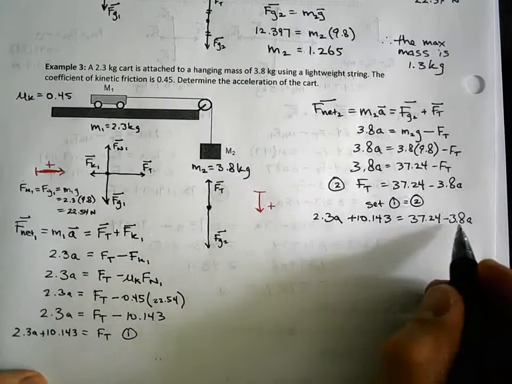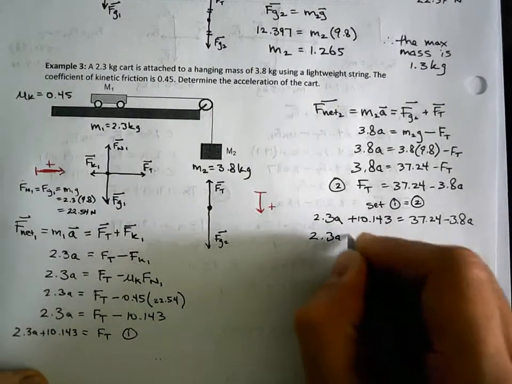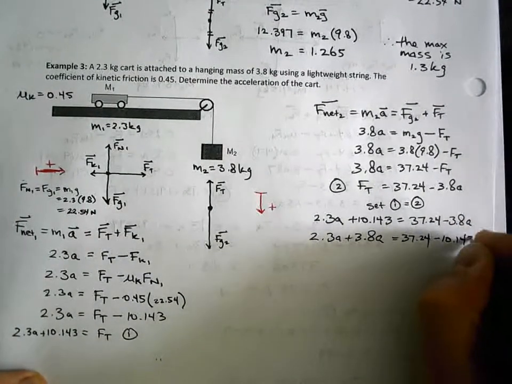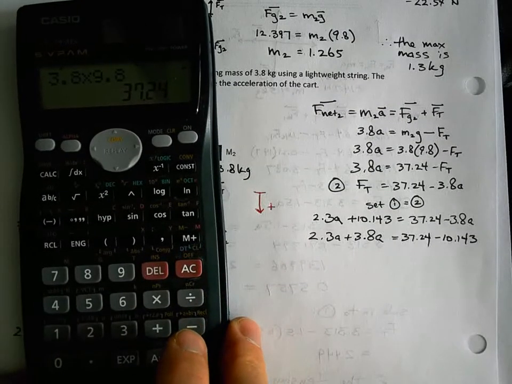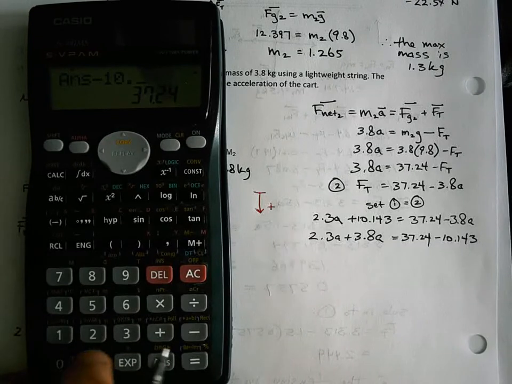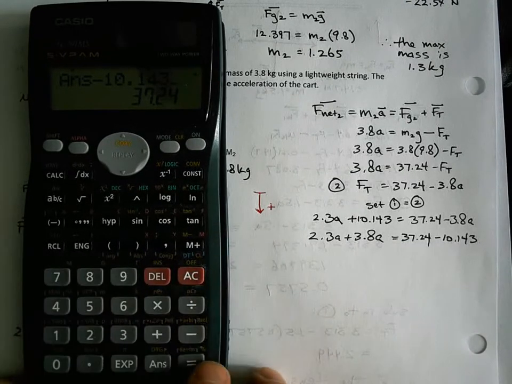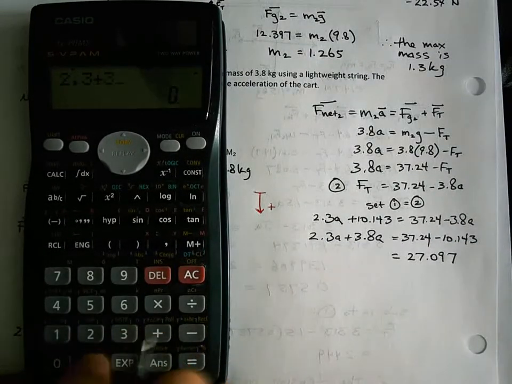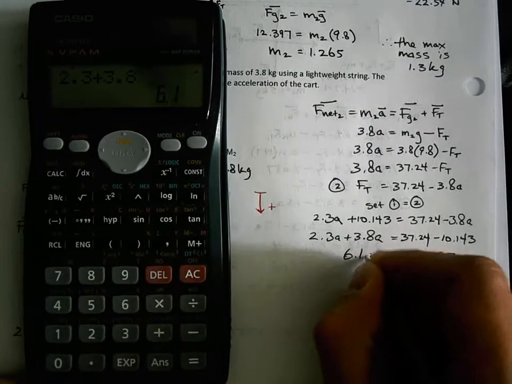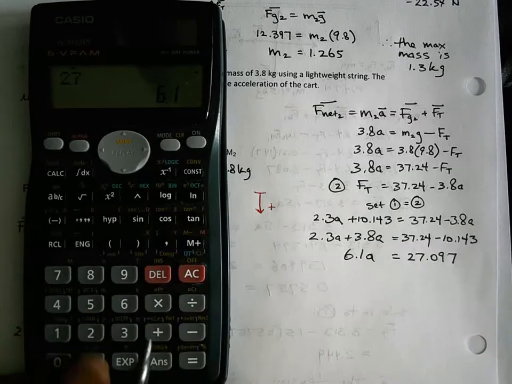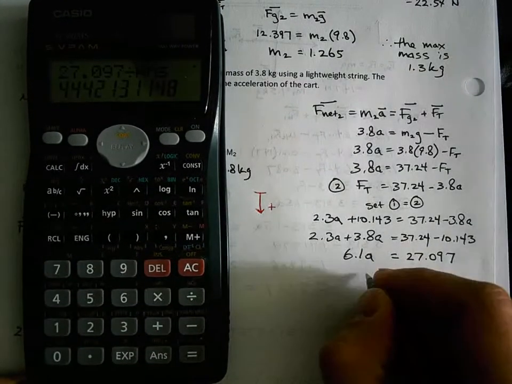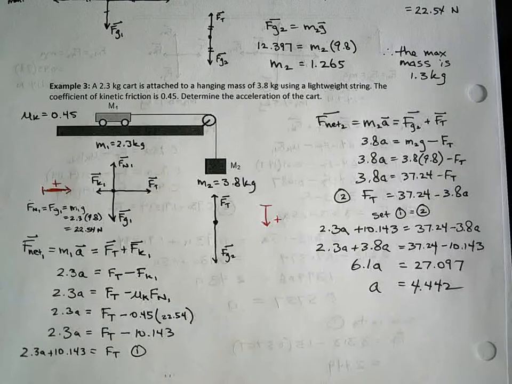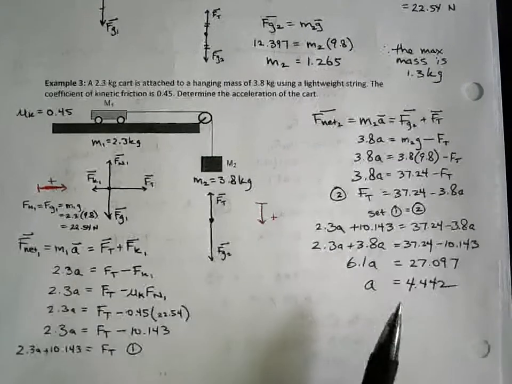Okay, now let me collect my like terms. So I get 2.3a plus 3.8a is equal to 37.24 minus 10.143. I have this number in my calculator still. So I end up with 27.097, and 2.3 plus 3.8 gives me 6.1a. I divide 27.097 by my answer, and I get a is equal to 4.442. Okay, does that number make sense? Yeah, I guess it should be accelerating with a certain small amount.